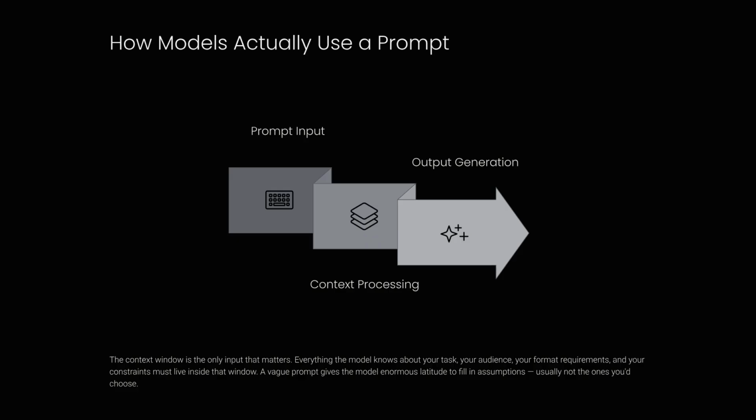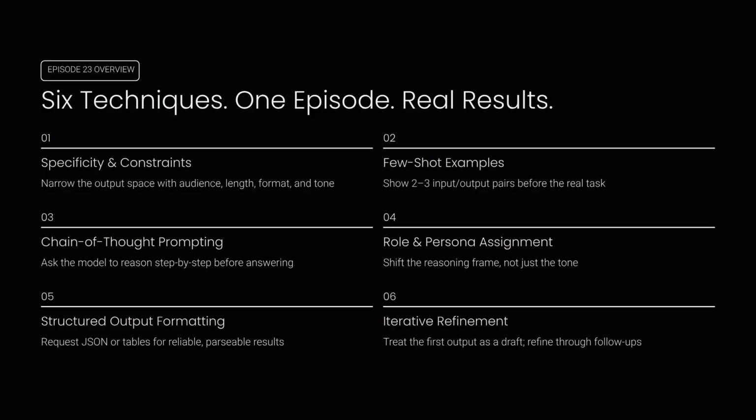It is important to understand how models process information. Your prompt input is the only context the model has. If your input is vague, the model fills in the gaps with its own assumptions, which may not align with your goals. In this video, we will cover 6 core techniques to master your results: specificity, few-shot examples, chain of thought prompting, persona assignment, structured formatting, and iterative refinement.